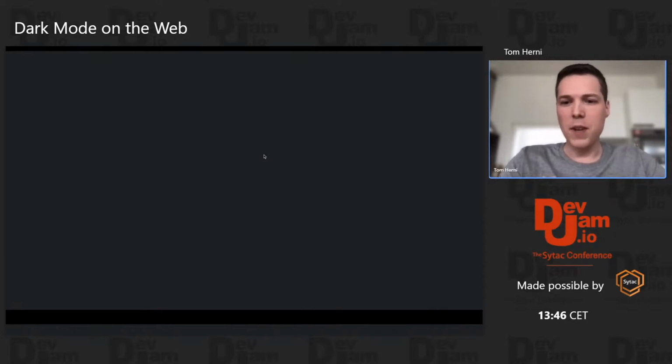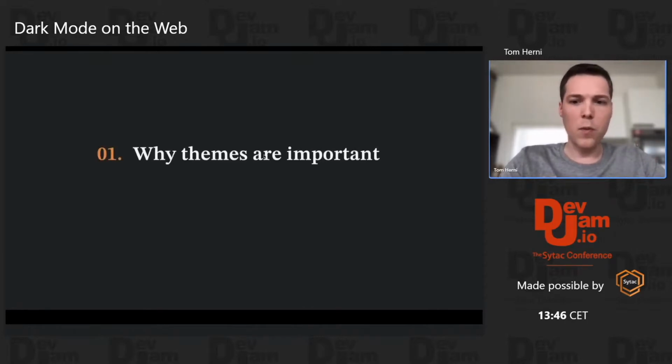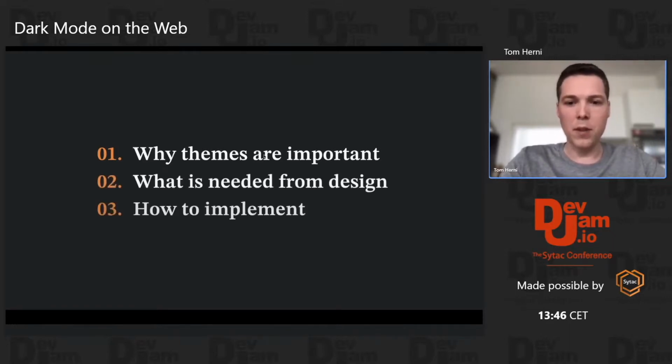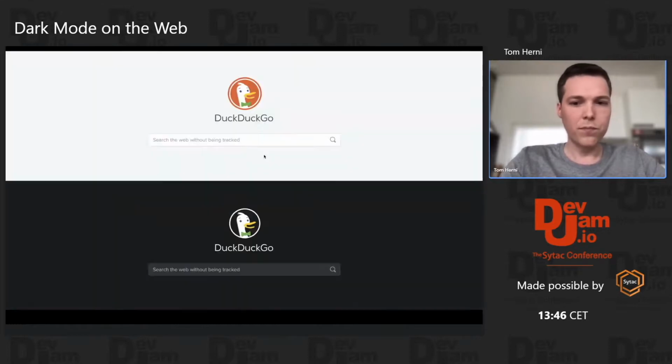And during this talk, I will try to cover 3 topics. So first, I'll get into why themes are actually important, followed by what is needed from design, and then about half of this talk will be about what implementation could look like. But before I get into all of that, I want to quickly go over what I mean exactly with dark mode on the web. So as a short introduction, with dark mode, I'm talking about light-themed websites that should also offer a dark theme of their layout.